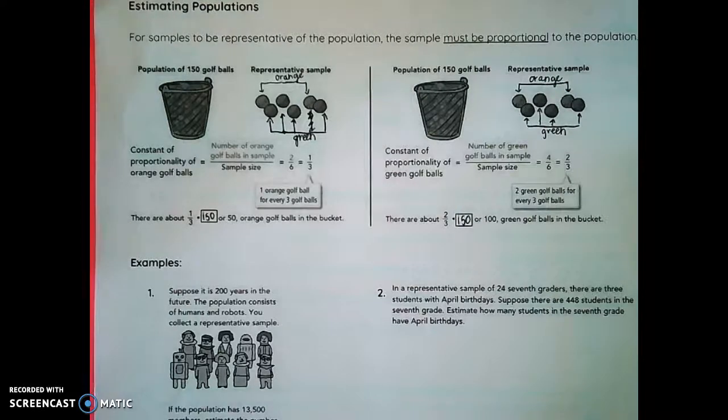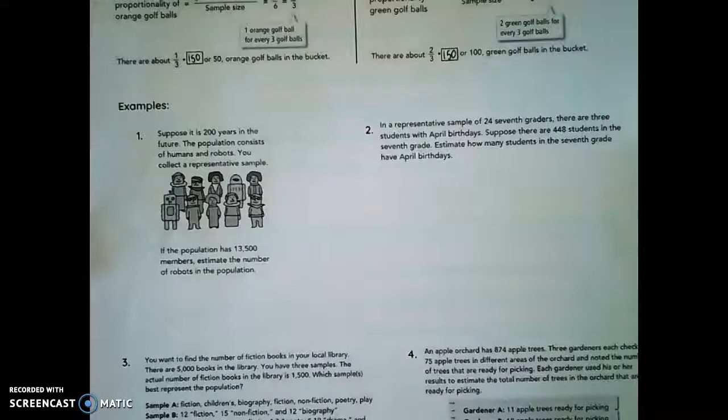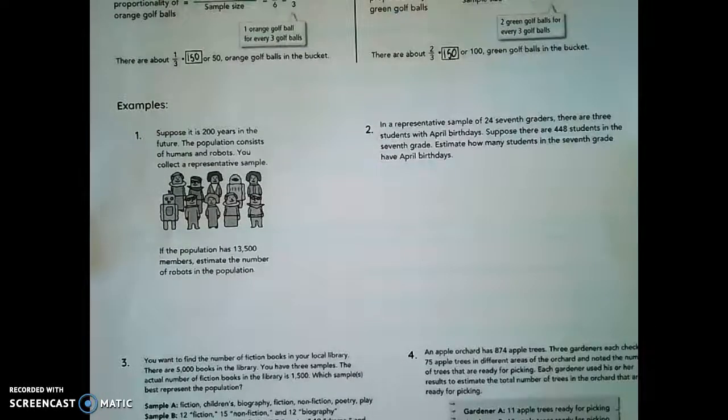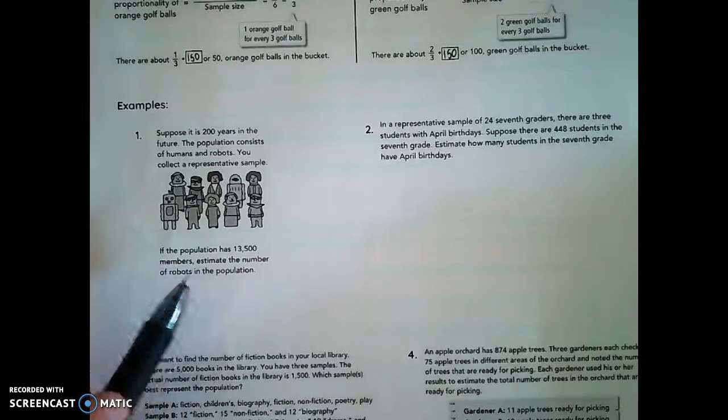We're going to look at a few examples of this. Let's read the first example together. It says, suppose it is 200 years in the future. The population consists of humans and robots. You collect a representative sample. So here's our sample right here. And it says, if the population has 13,500 members, estimate the number of robots in the population.